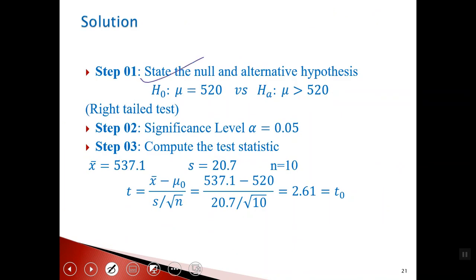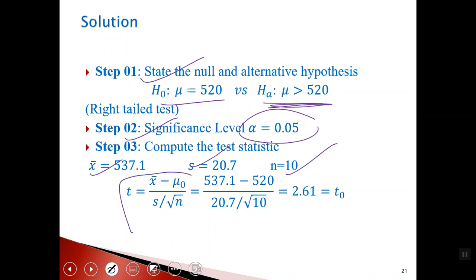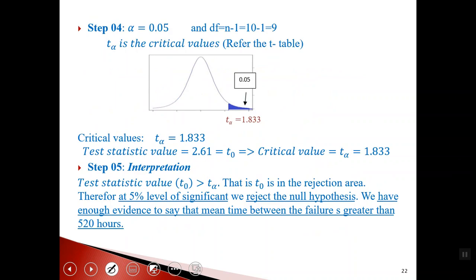State the null hypothesis and alternative hypothesis. They have mentioned here. Why is this one the alternative? Because they have mentioned greater than. Then significance value alpha 0.05. Compute the test statistic. You know what x bar is, you know s, you know n. Plug those values into this formula and get the t naught value. t naught is 2.61.